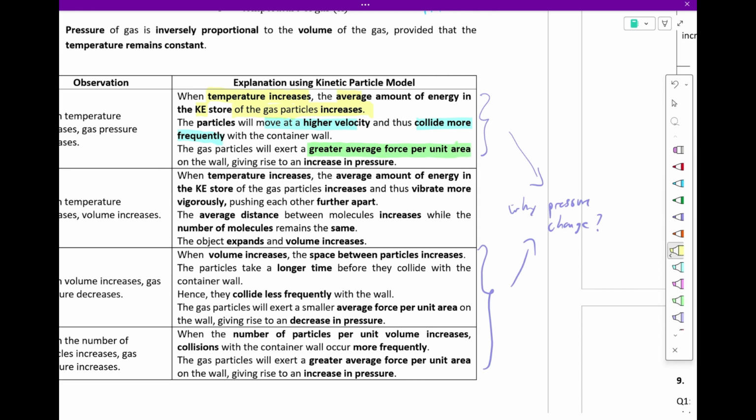Okay, so next one, if I increase volume, space increases, I will collide less frequently. Okay, so if I collide less frequently, smaller average force per unit area.